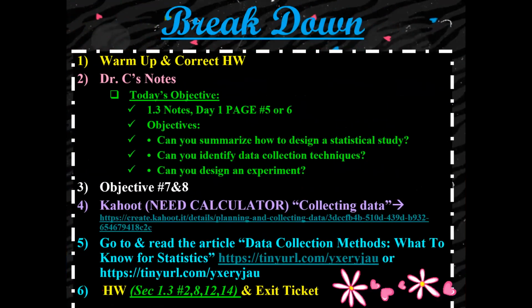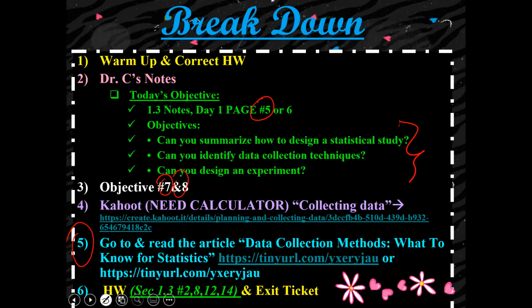All right, let's go ahead and get started with today's stuff. So take a look at our breakdown. We are going to be starting 1.3 today on page 5. Here is your objective. We are going to be doing objectives number 7 and 8. And lastly, we're going to read an article called Data Collection Methods, and I have several questions for you guys. Your homework tonight is going to be 1.3, numbers 2, 8, 12, and 14.